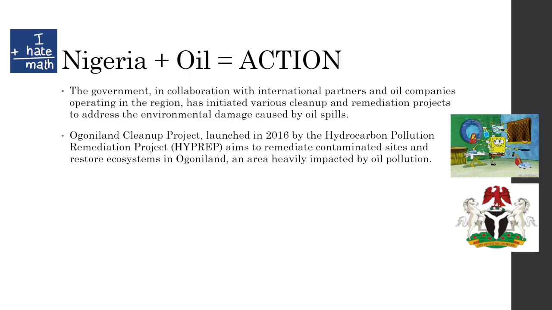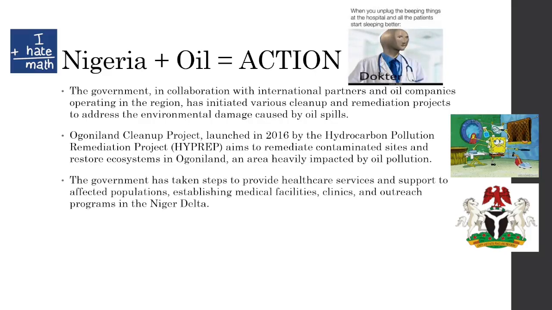So a cleanup project was launched in 2006 by HYPREP. And this is aimed to remediate contaminated sites and restore the ecosystems in Ogoniland. And this is an area that is very heavily impacted by oil pollution and oil spills. The government has taken steps to provide healthcare services and support to affected populations, establishing medical facilities, clinics, and outreach programs in the Niger Delta region where oil extraction is prominent.